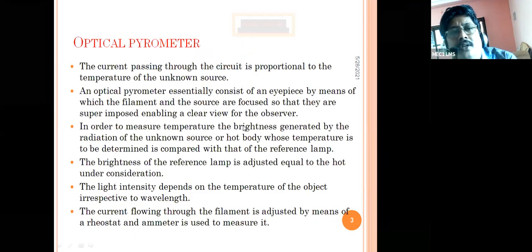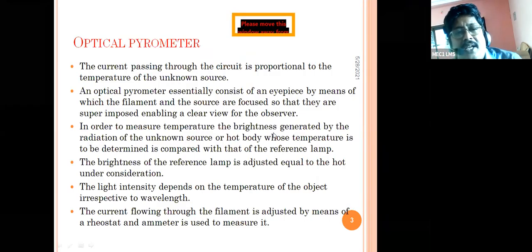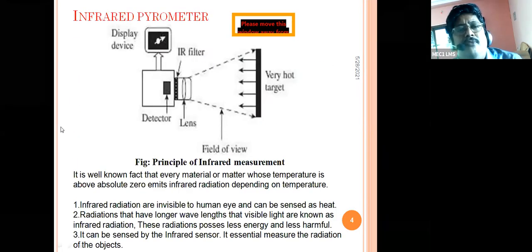Now you understand, right, about the optical pyrometer? Here is the actual description of what I said, all the things. I already explained all of this. This is the procedure, the explanation of the optical pyrometer. Next we'll go for the infrared pyrometer.